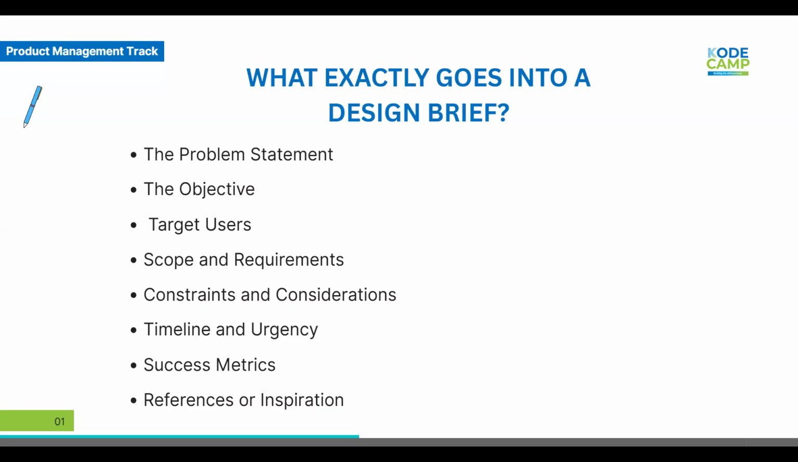And then you move over to timeline and urgency. This helps set expectations and priority. This feature is needed for the next sprint. Developer handoff expected by Thursday, something like that. Design review session on Wednesday, and so on. So these are the timeline and urgencies. This leads you to your product management meeting, right?